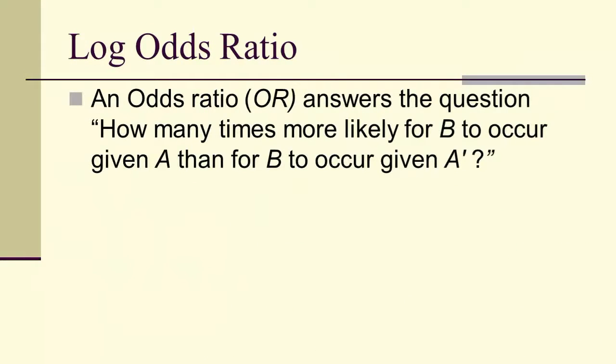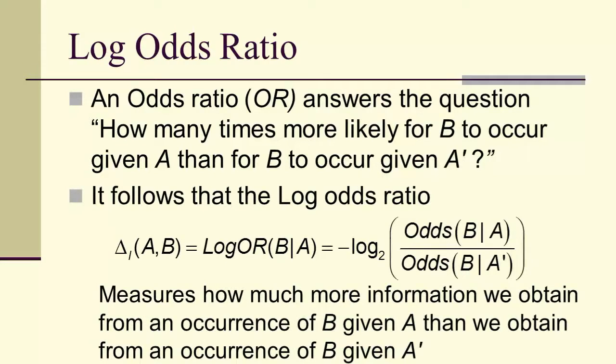An odds ratio answers the question, how many times more likely for B to occur given A than for B to occur given A prime? And it follows that the log odds ratio measures how much more information we obtain from an occurrence of B given A than we obtain from an occurrence of B given A prime. So it's the joint information difference, which is in terms of bits or nats.